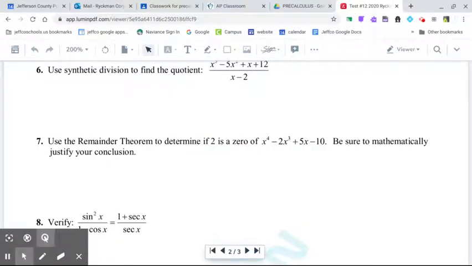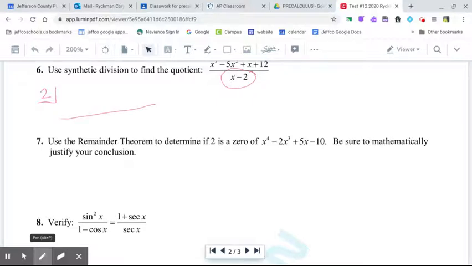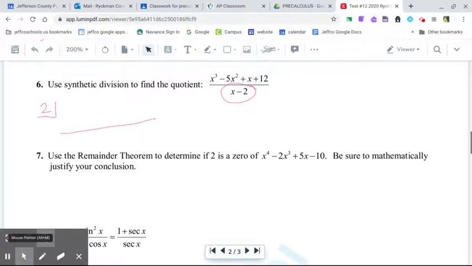Okay, so most people did this well. Let's talk about, first of all, what do I divide by, and then how do I express my answer? So remember, you divide by the 0 of the divisor. So the 0 of x minus 2 is 2. The coefficients are 1, negative 5, 0, and 12. No placeholders, or sorry, 1 and 12. Cube, square, first degree.